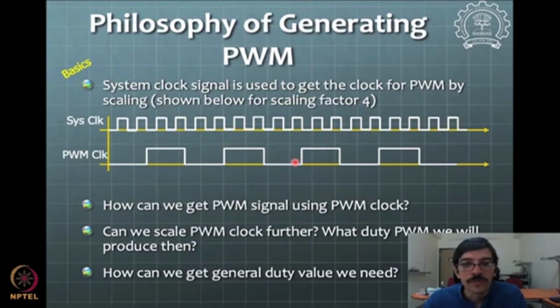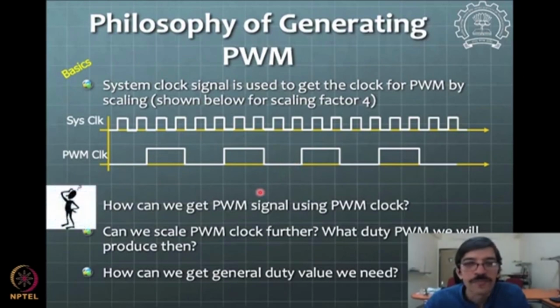Because if we just scale this clock further down and get a PWM frequency clock signal, that will have a fixed duty, a 50% duty cycle. So scaling may not be a way directly, because scaling will only give you a 50% duty cycle value. So let's proceed and see what we can do.